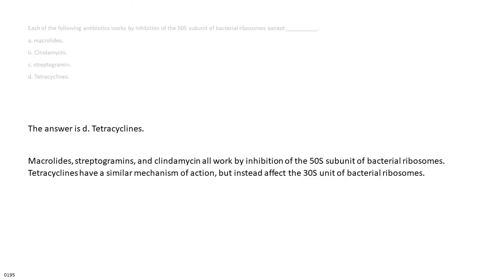The answer is D. Tetracyclines. Macrolides, streptogramins, and clindamycin all work by inhibition of the 50S subunit of bacterial ribosomes. Tetracyclines have a similar mechanism of action, but instead affect the 30S unit of bacterial ribosomes.